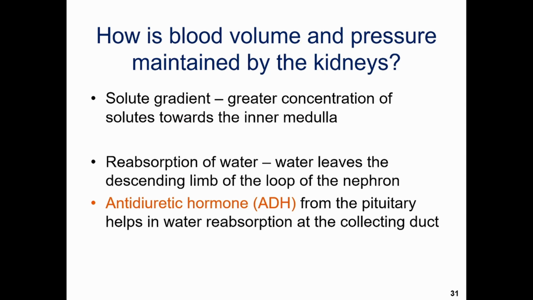To help with this process, we also have antidiuretic hormone, or ADH, that's coming from your pituitary gland to help with water reabsorption at the collecting duct. So after we've already made our way through the entire nephron, we want to reclaim a little bit more water, and we can by using ADH.